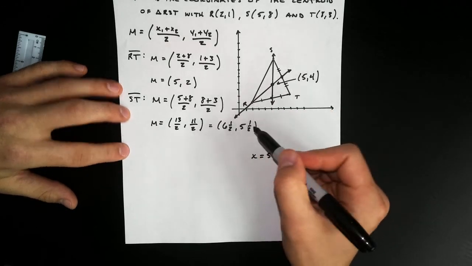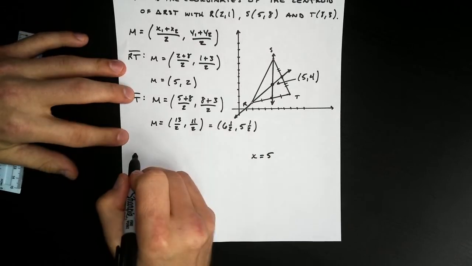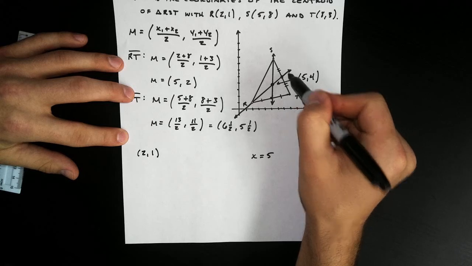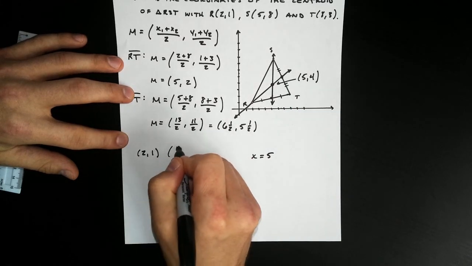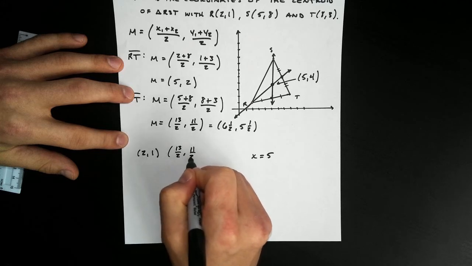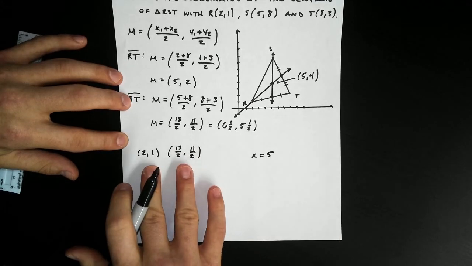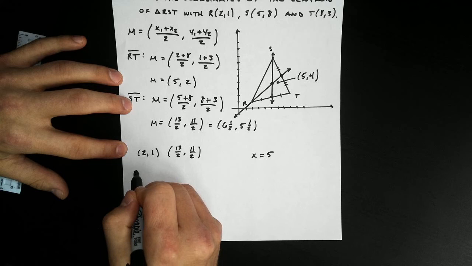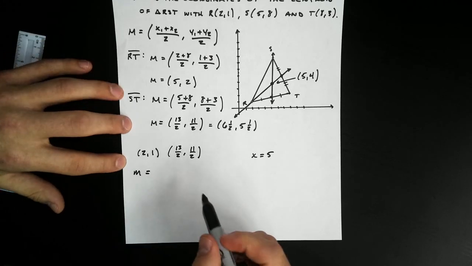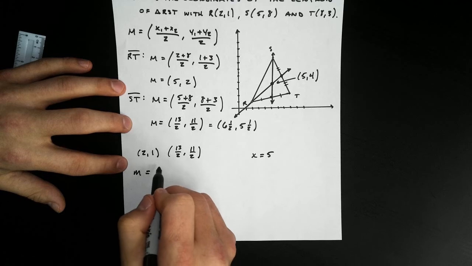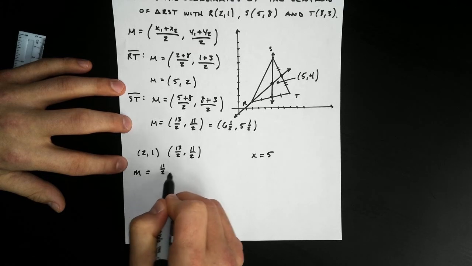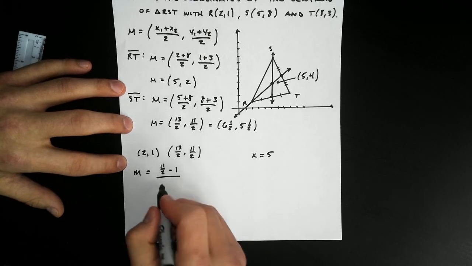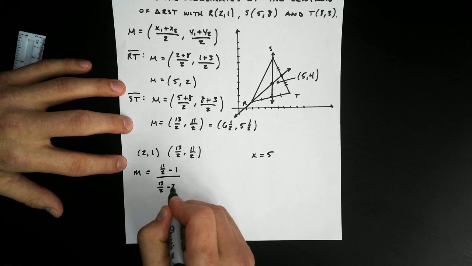Now for my second line, I know the coordinates of R, which was (2, 1), and I also know the coordinates of this midpoint on the opposite side, which was (13/2, 11/2). So we want to use these two points to write the equation of a line. We need two things to do that. The first is the slope, so let's use our slope formula. We will subtract the y values up top: 11/2 minus 1, and subtract the x values in the denominator: 13/2 minus 2.